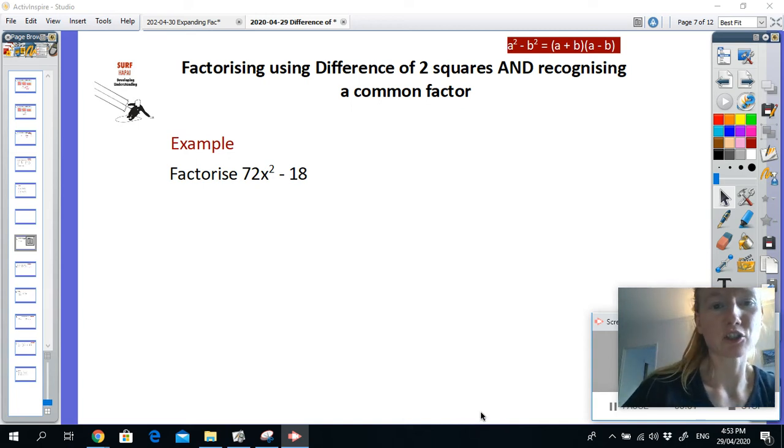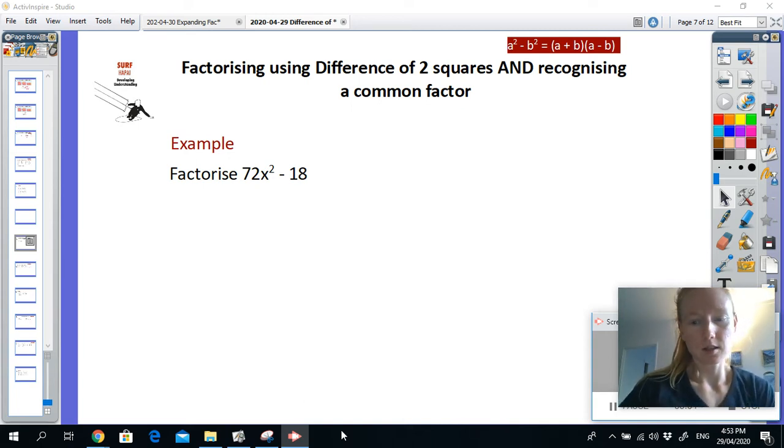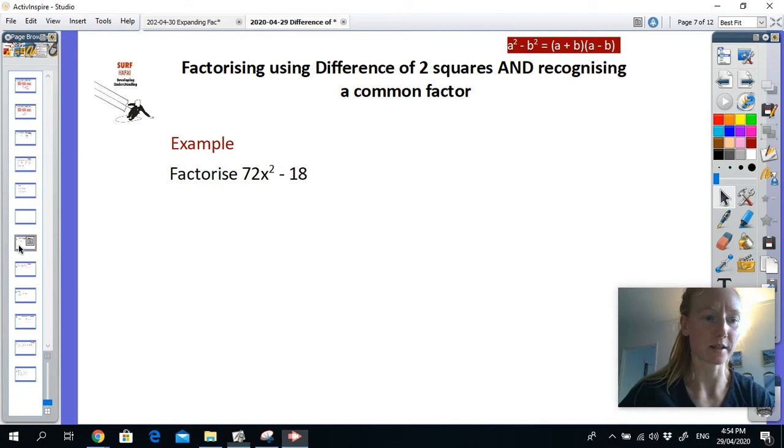Okay, so we're going to continue with the difference of two squares theme. And hopefully on the previous exercise, you were looking through checking for a common factor before you went in with difference of two squares every time. Okay? And this time we're going to put that into practice a little bit more.